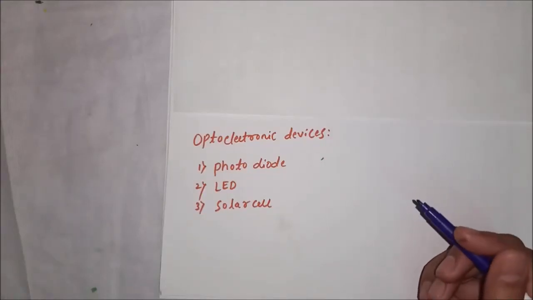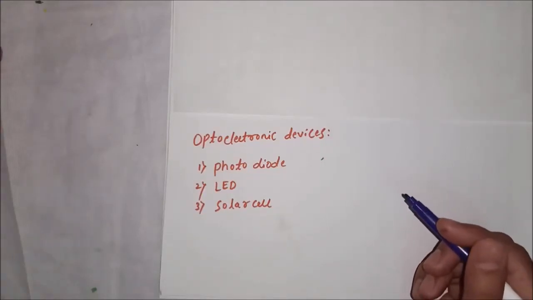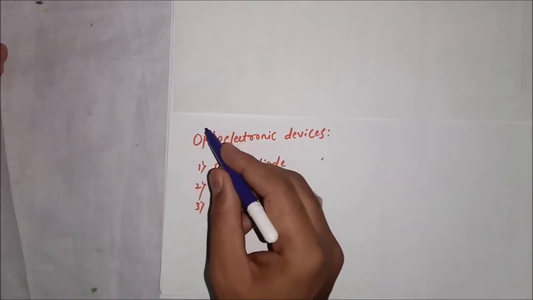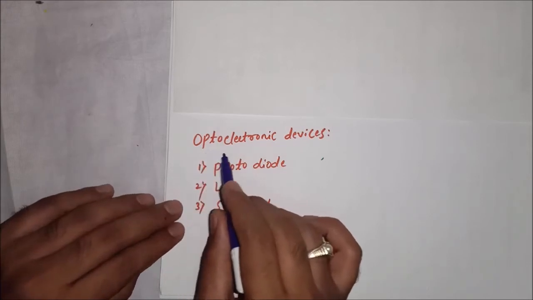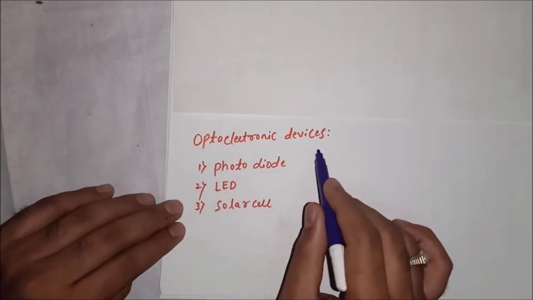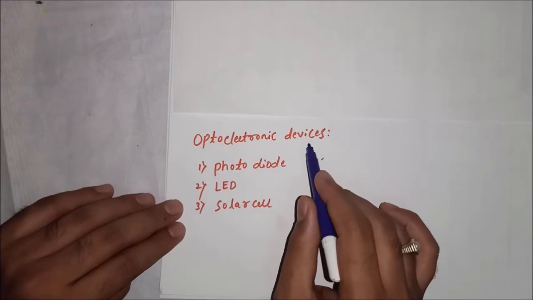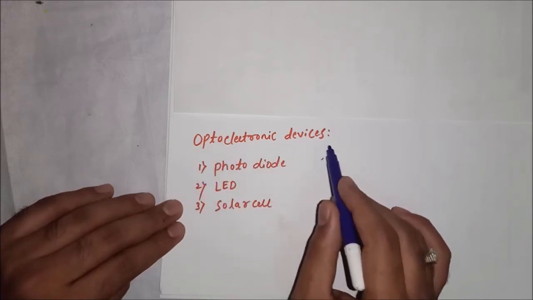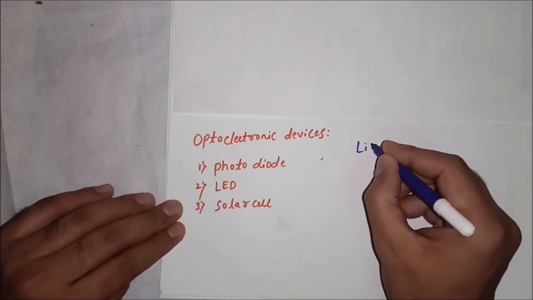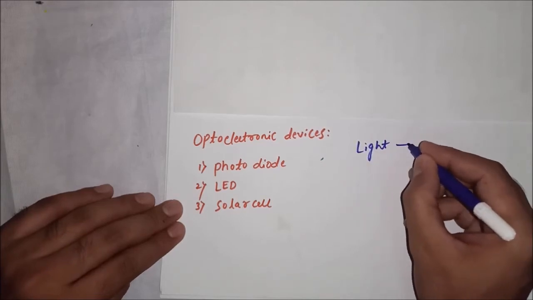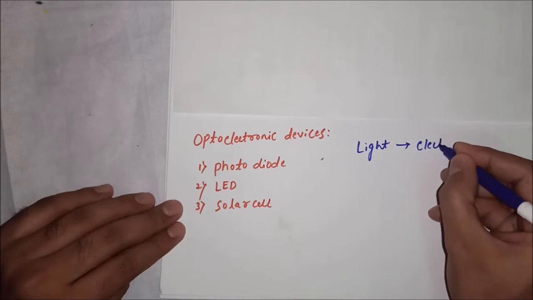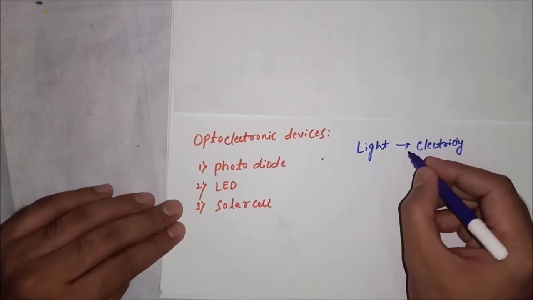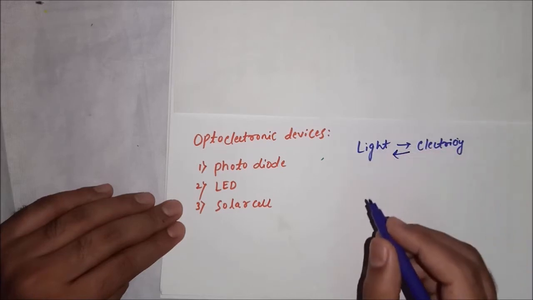Next topic is optoelectronic devices. Opto means just related to the light. Then what is optoelectronic? Optoelectronic devices are the semiconductor diodes which convert either light energy into electrical energy, or vice versa, electricity into light.